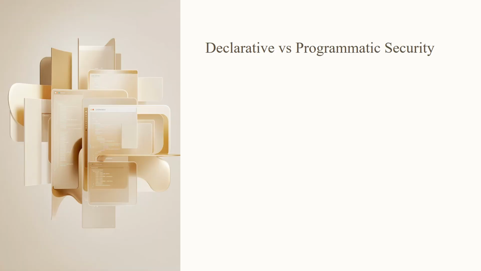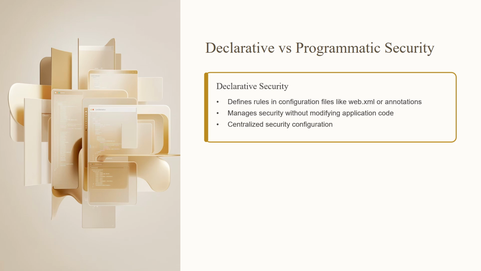Now let's look at two important approaches to implementing security in servlets: declarative security and programmatic security. Declarative security is defined using configuration files like web.xml or through annotations. In this approach, security rules are set outside the actual code. This makes it easier to manage and update security settings without modifying the application logic. It also provides a centralized way to handle security.